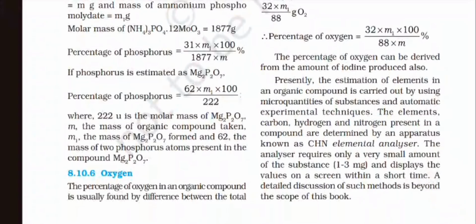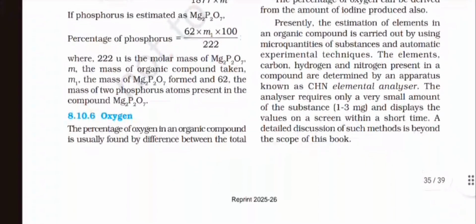Percentage of phosphorus is equal to 62 into m1 into 100 by 222 into m, where 222 u is the molar mass of Mg2P2O7, m is the mass of organic compound taken, m1 the mass of Mg2P2O7 formed, and 62 the mass of 2 phosphorus atoms present in the compound Mg2P2O7.